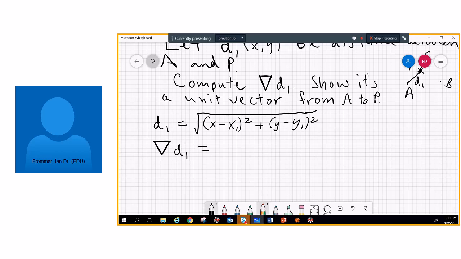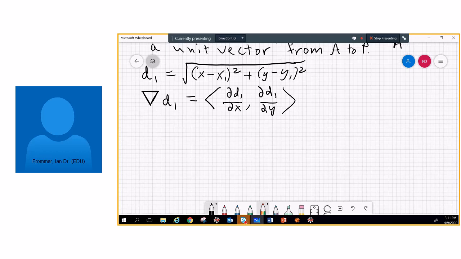What's the gradient? So I'm going to use these as the vector symbols. So the gradient would just be the partial of D1 with respect to x. So we would take the derivative of that function with respect to x, and then its second component would be the partial of D1 with respect to y, like that. Okay, and so this is going to get a little bit messy here, but it'll clean up a little bit.